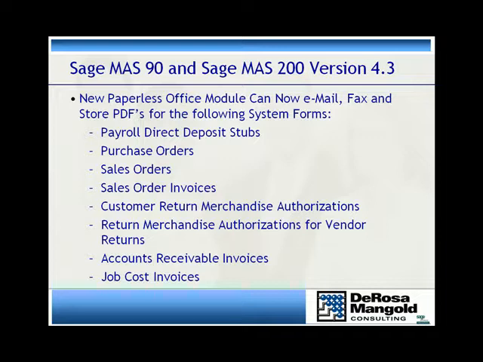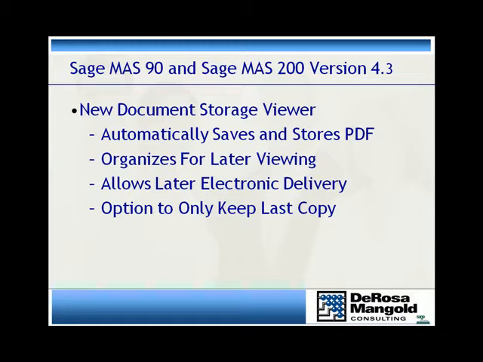As you'll remember, in Level 4.1, we gained the ability to email customer statements. We also gained a new document storage viewer. This automatically saves and stores the PDFs created and organizes them for later viewing. You can also go back in later and electronically deliver them again.